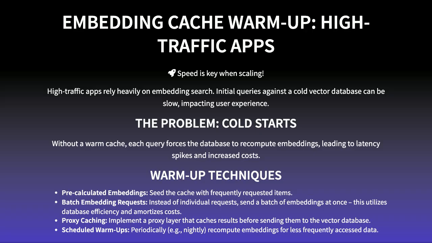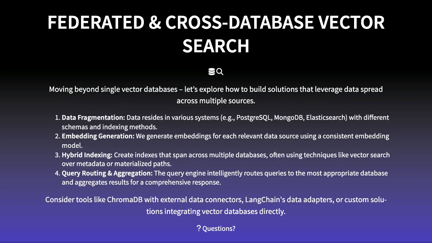We can pre-calculate embeddings for items that people often look for, or send a bunch of requests together at once. A proxy layer can also help by caching the results before they hit the database, and we can even schedule regular updates for less popular data. Basically, it's all about making sure your search is fast and responsive. Happy users.